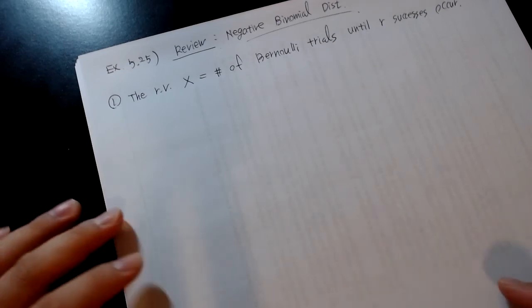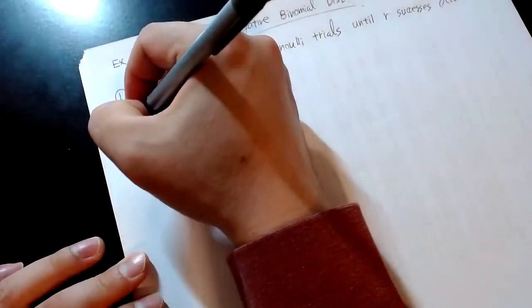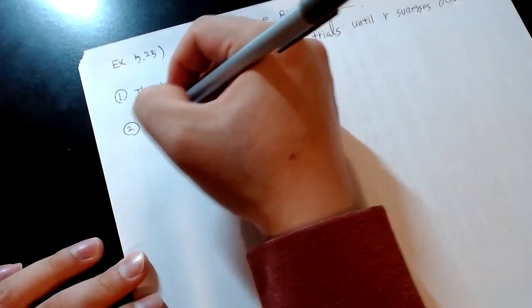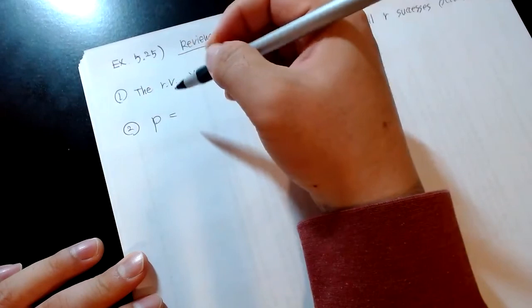Now the next one is p. Here p is just the constant probability of success for each trial. So the constant probability of success.